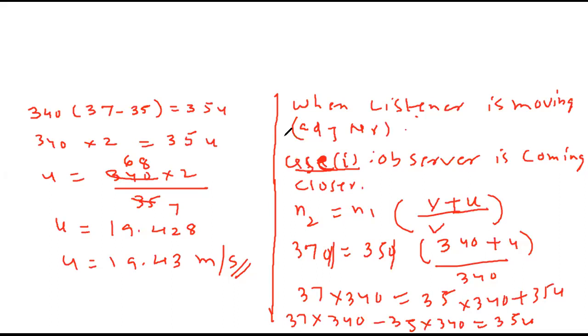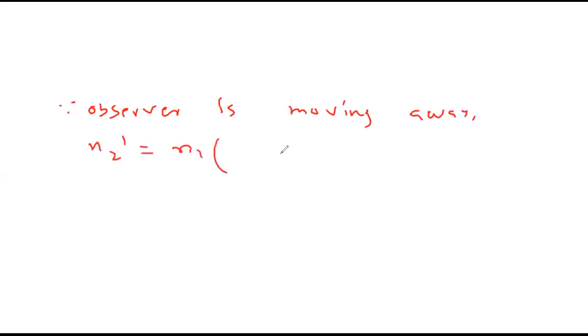Yes sir, completed till last time. u is 19.43. Now they have given what will be the frequency when he is moving away. So obviously frequency will decrease. Since observer is moving away, therefore new frequency n2 dash is original frequency n1 times (v minus u) upon v.